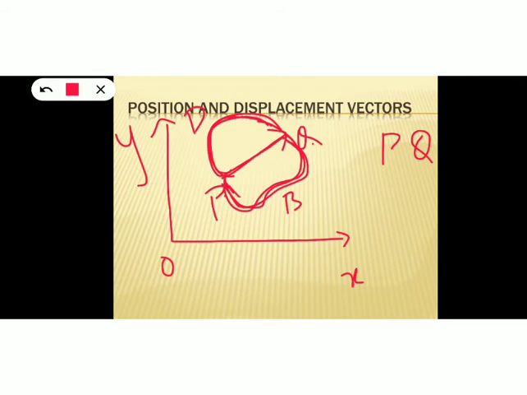We are more concerned about the path length here. So the magnitude of the displacement vector can either be less than or equal to the path length, or distance, of an object between 2 points. Okay, so that's all about position and displacement vectors.